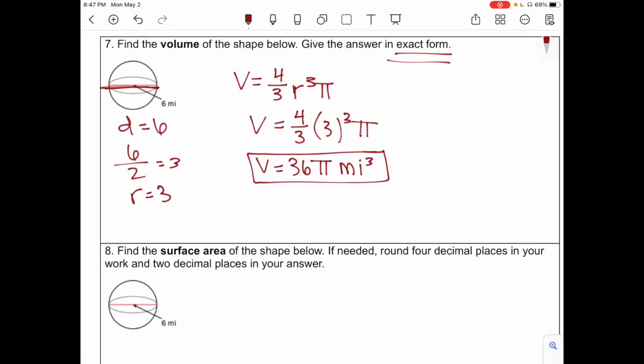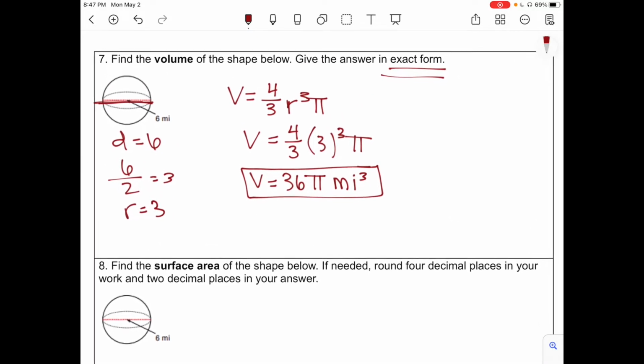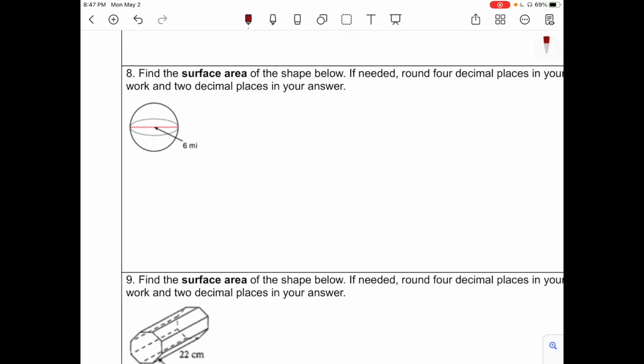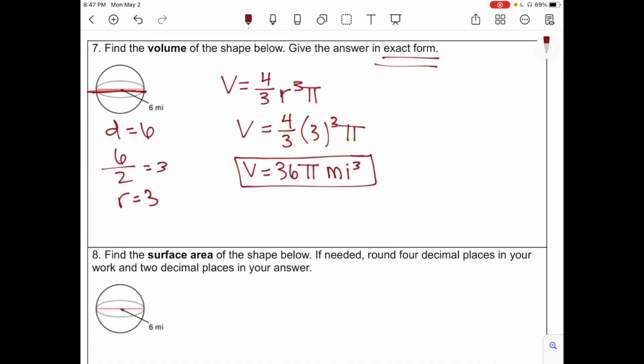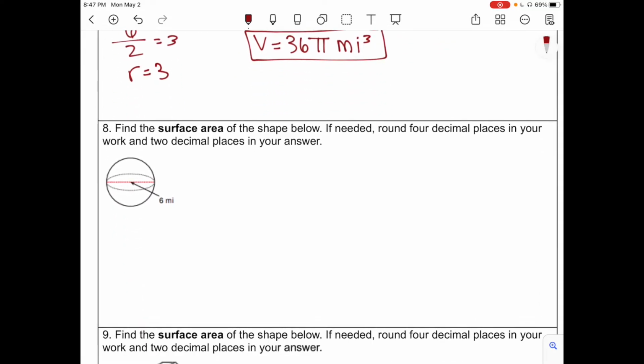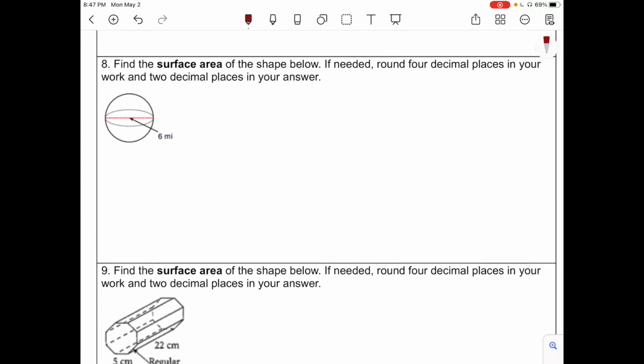All right, then the next one is asking for surface area, same exact picture, so make sure you're taking your time reading the directions. So find the surface area of the shape below. If needed, round 4 decimal places in your work and 2 in your answer. So we went from volume with exact to surface area with rounded. So the surface area formula is 4r squared pi. That comes directly from your toolkit.